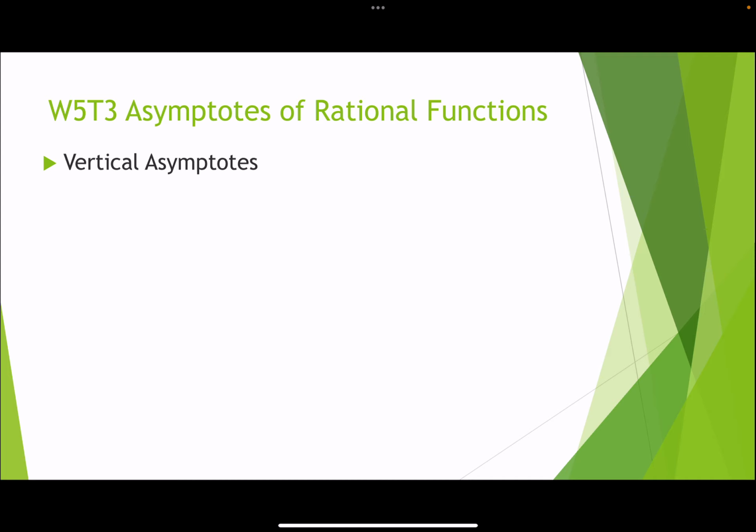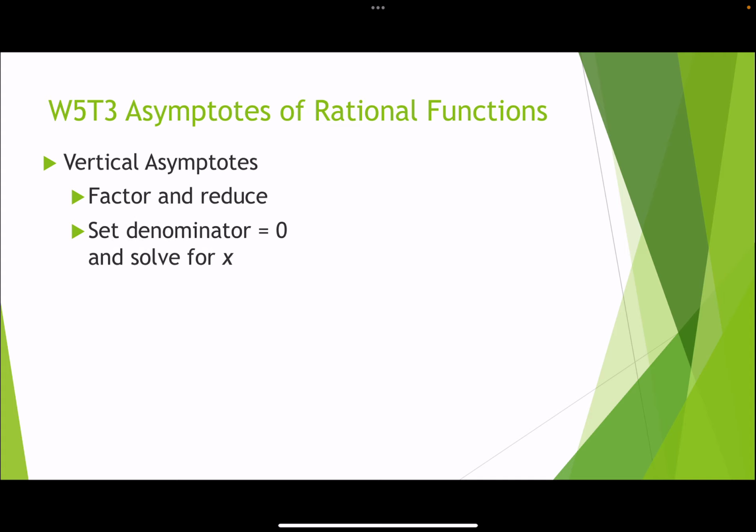Vertical asymptotes, what they come from is you get those from the denominator. And so what we're going to want to do is factor and reduce. We want to set the denominator equal to 0 and solve for x. So just like with the domain, we're going to find values that make the denominator equal 0. That's going to determine our vertical asymptotes.